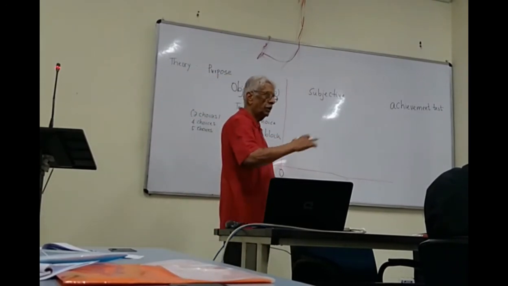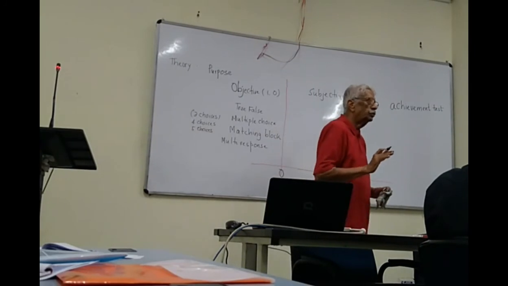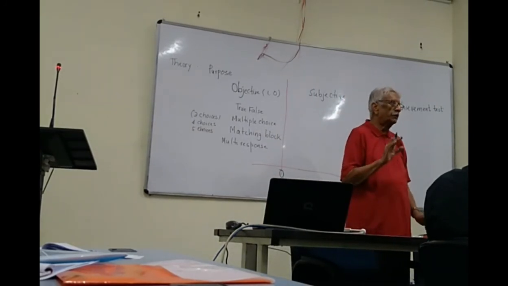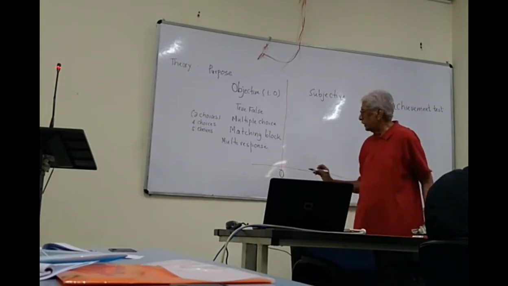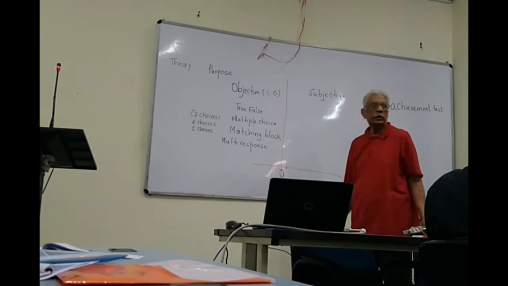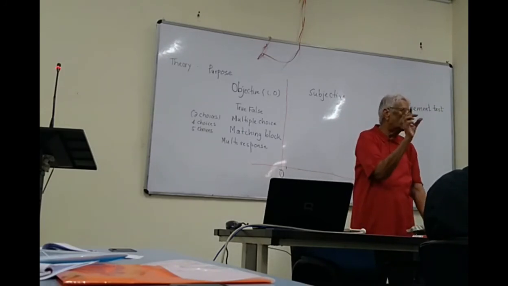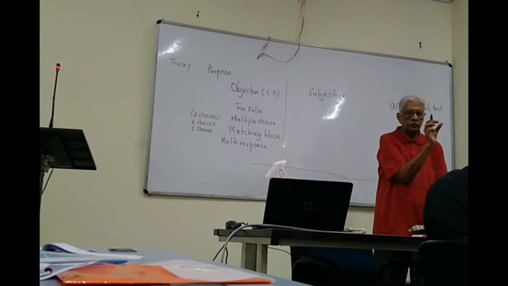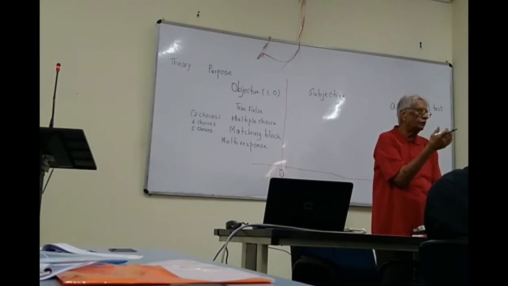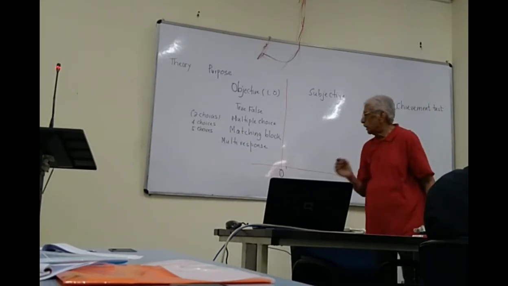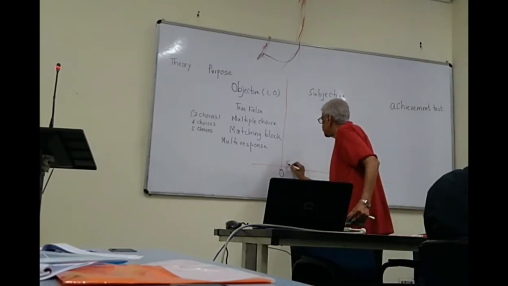Now we go to the other type of questions which are not objective. That means there will be the opinion of the examiner in marking them. For example, a completion type of question. Put a word: Indira Gandhi. If I write this spelling wrong, the examiner has freedom to give me a mark or not give me a mark. So the simplest example is the completion type of question.